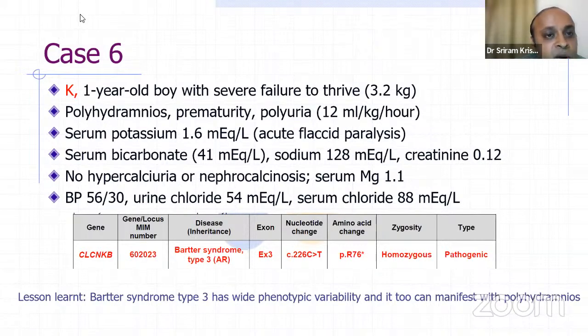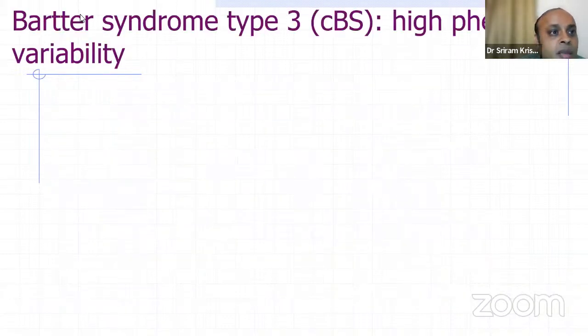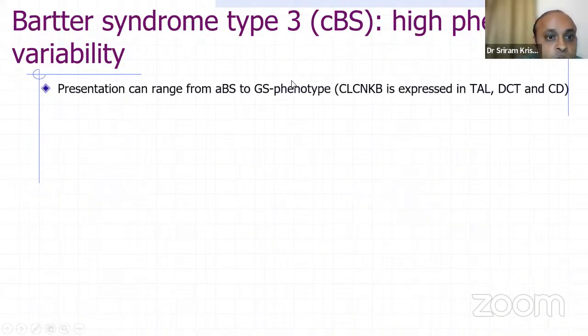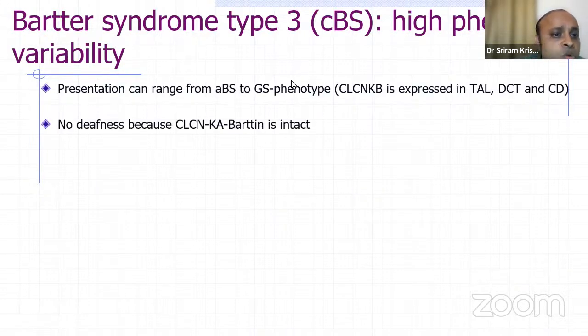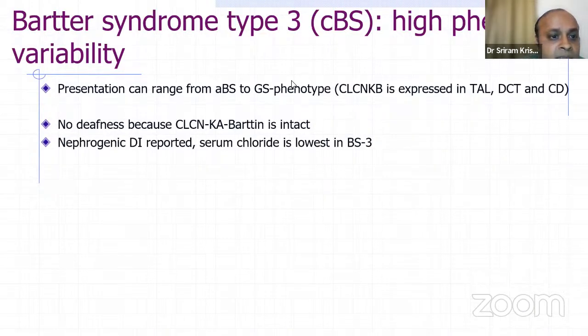So it may have an antenatal onset, it may have a classical onset. We generally tend to view class 3 as only classical, but it can have an antenatal onset. So the type 3 is so variable that these kinds of atypical presentations have been reported. This can range from an antenatal Bartter to a Gitelman kind of phenotype. There is no deafness in type 3 because the CLCNKA Barttin complex is actually intact. And nephrogenic DI is reported in this also.